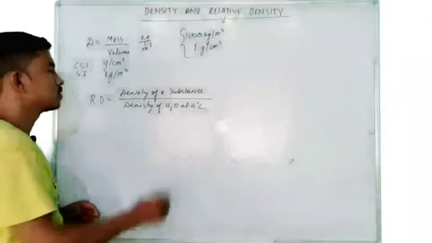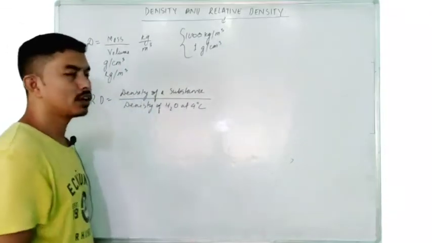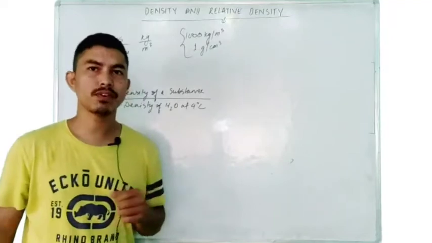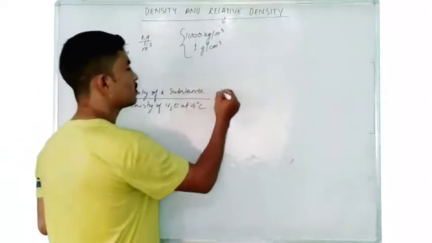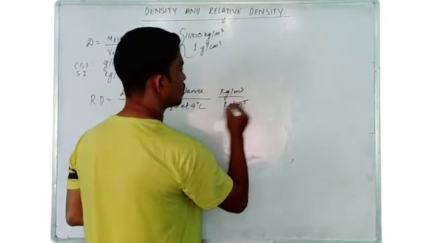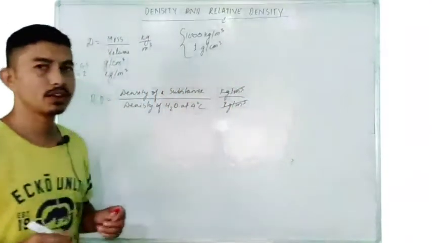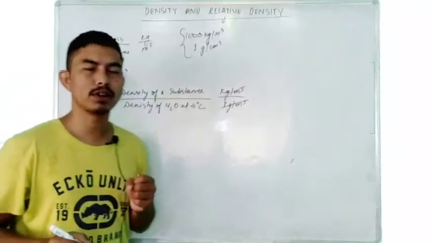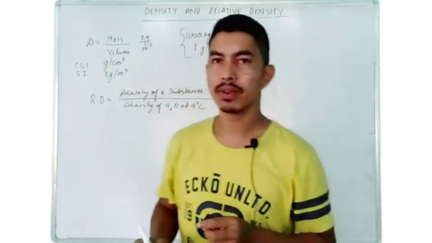Now coming to the unit, since the relative density is the ratio of the same physical quantity, kg per meter cube and kg per meter cube, both of them cancel and it does not have any unit. So the relative density is a pure ratio, it does not have any kind of unit.